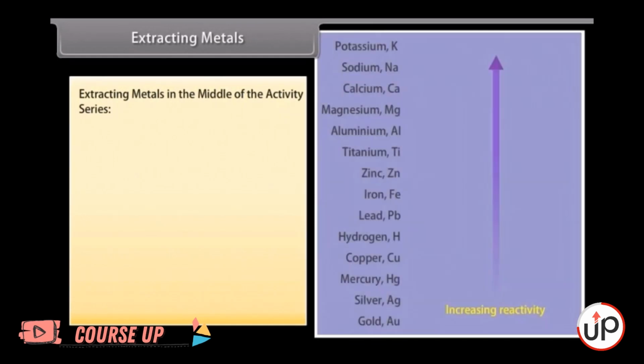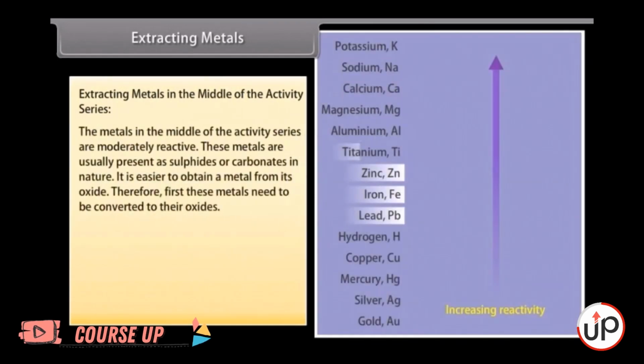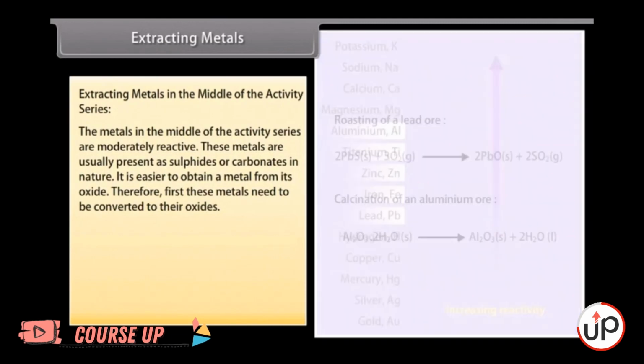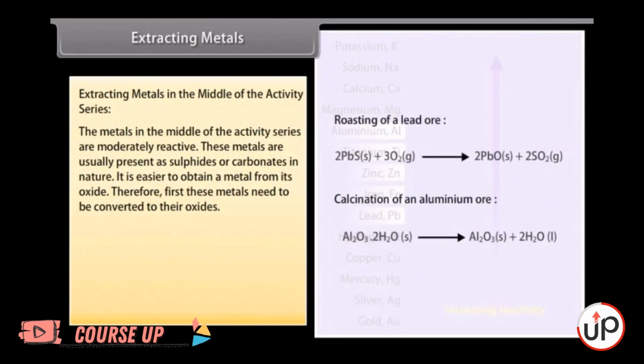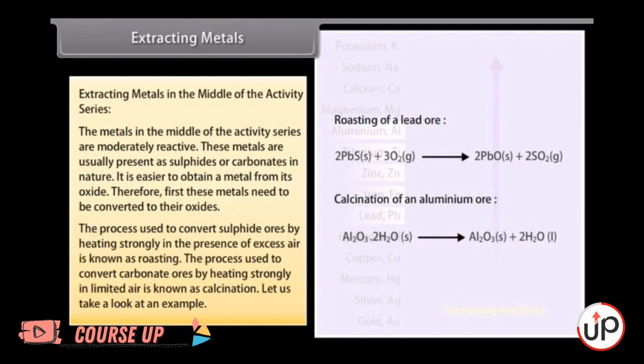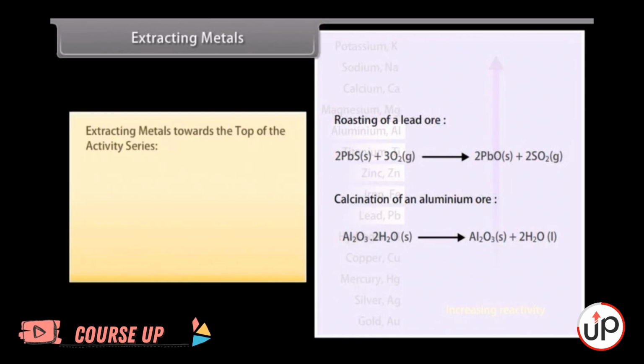Extracting metals in the middle of the activity series. The metals in the middle of the activity series are moderately reactive. These metals are usually present as sulfides or carbonates in nature. It is easier to obtain a metal from its oxide. Therefore, first these metals need to be converted to their oxides. The process used to convert sulfide ores by heating strongly in the presence of excess air is known as roasting. The process used to convert carbonate ores by heating strongly in limited air is known as calcination.